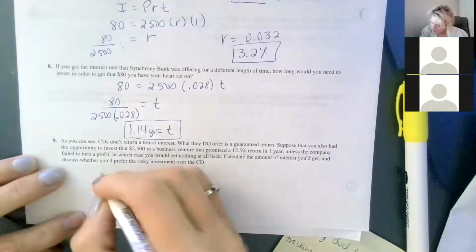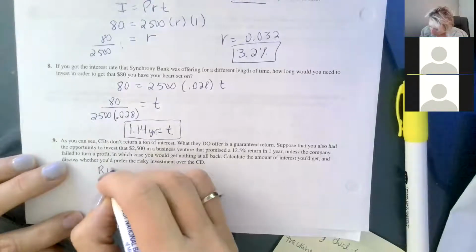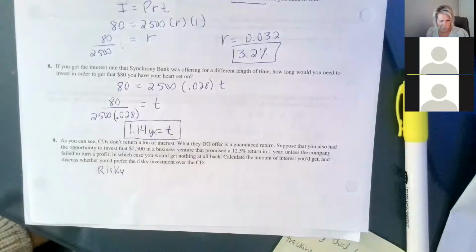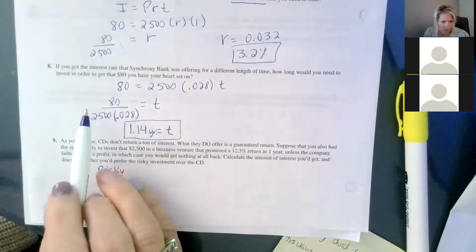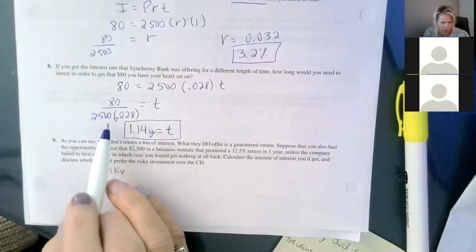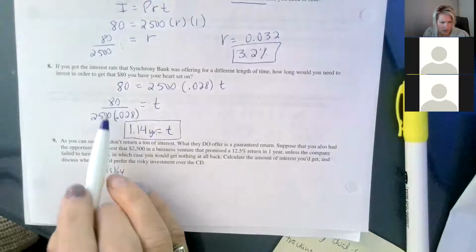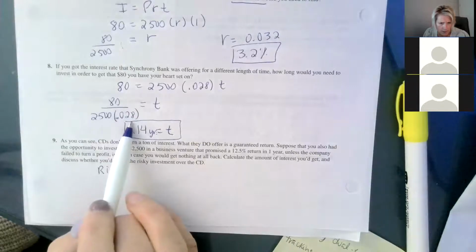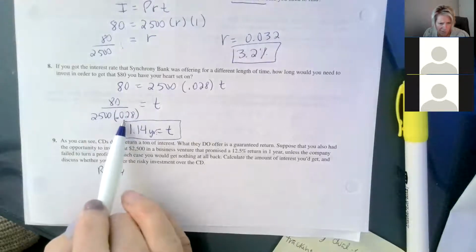I have a question real quick. Sure. How'd you get the 1.14? I'm getting like 0.00896 when I do my... Does it look like this in your Desmos right here, what you're typing in? 80 divided by 2,500 divided by 0.028? Oh, I was just doing it in my calculator.